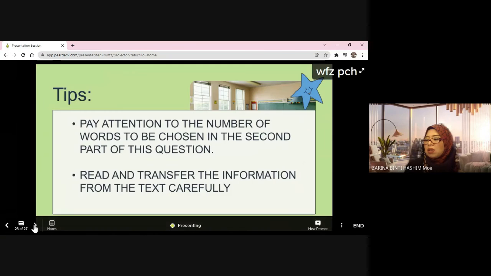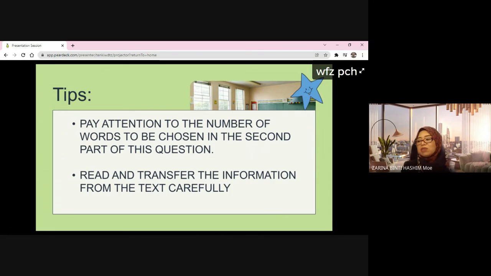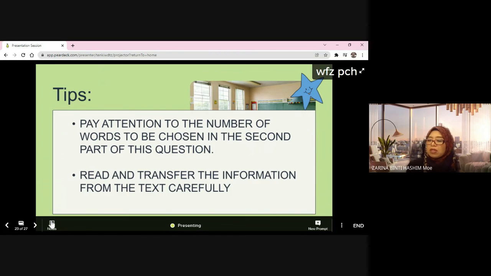Okay, tips. Pay attention to the number of words to be chosen in the second part. Just now I mentioned, they ask you not to write more than one word, and read and transfer the information from the text carefully. You have to be careful with your spelling. The words are there, but if you still make a wrong spelling of the word, then we will not compromise. We will not negotiate to give you marks because it's already there, and once you transfer, maybe you transfer it wrongly.